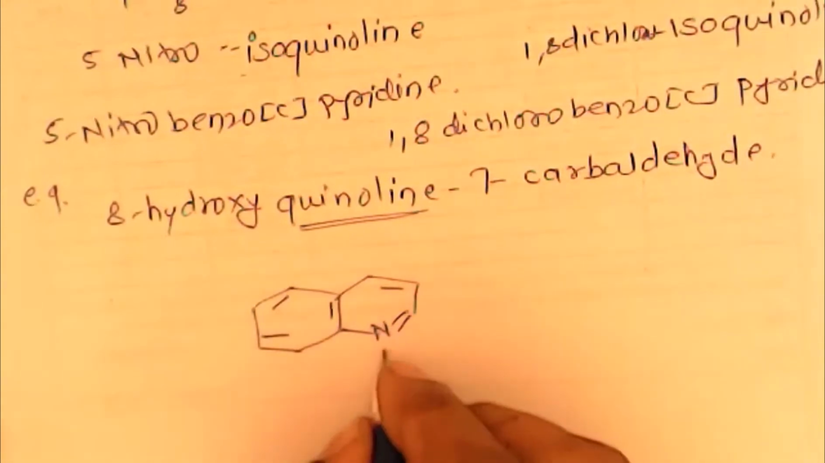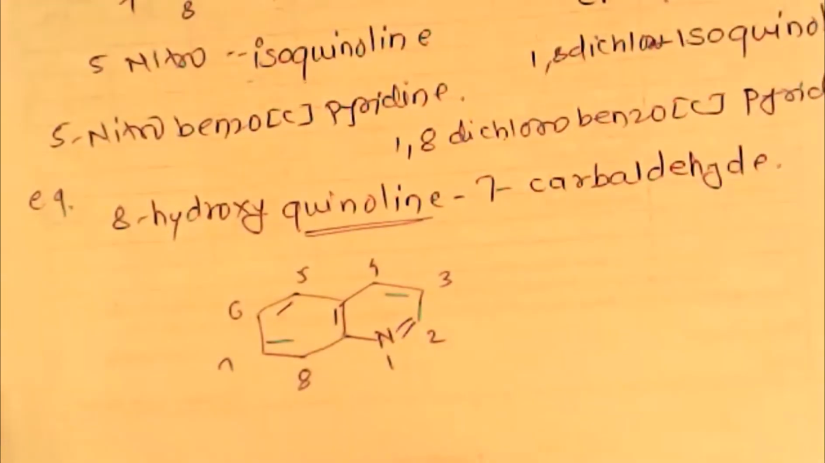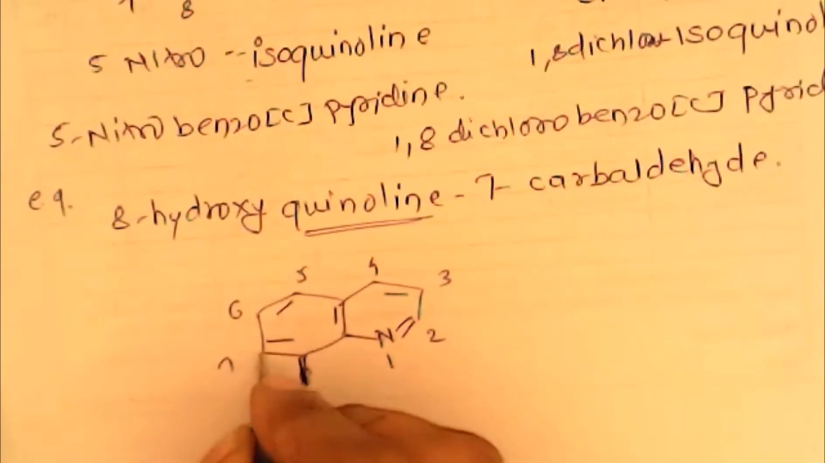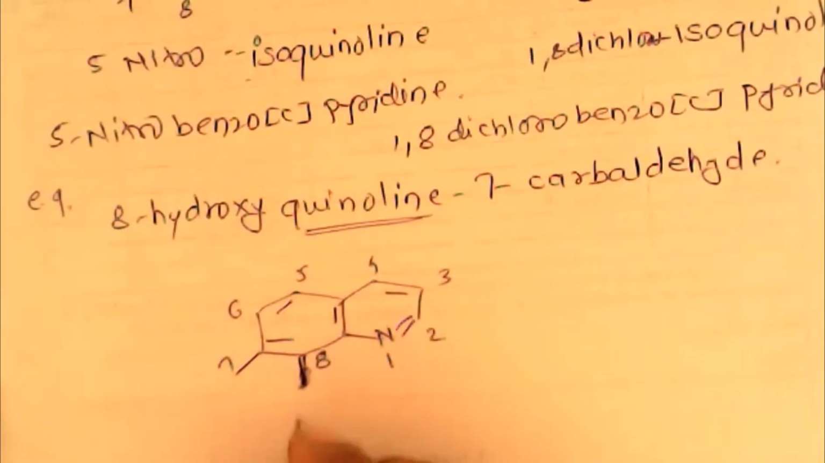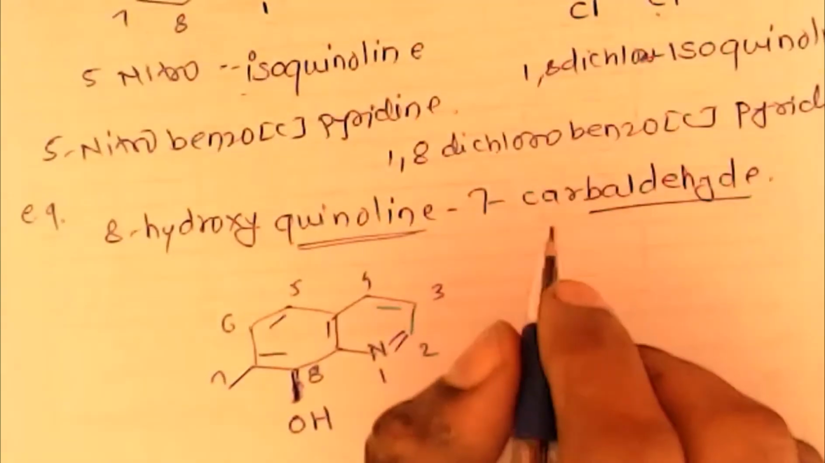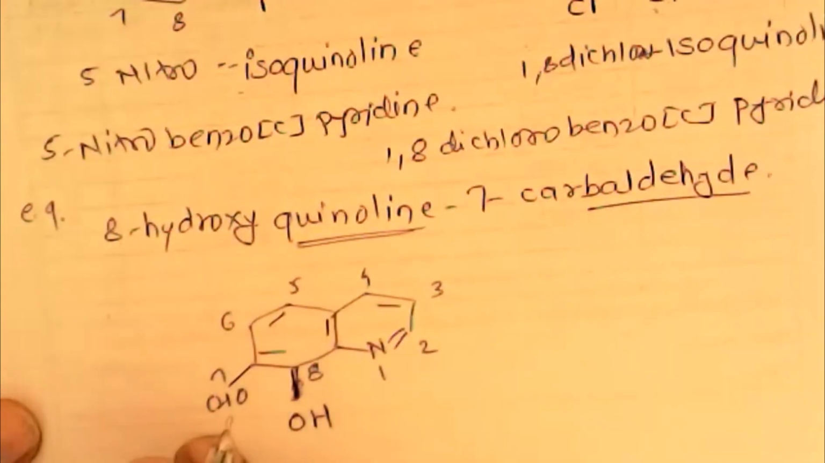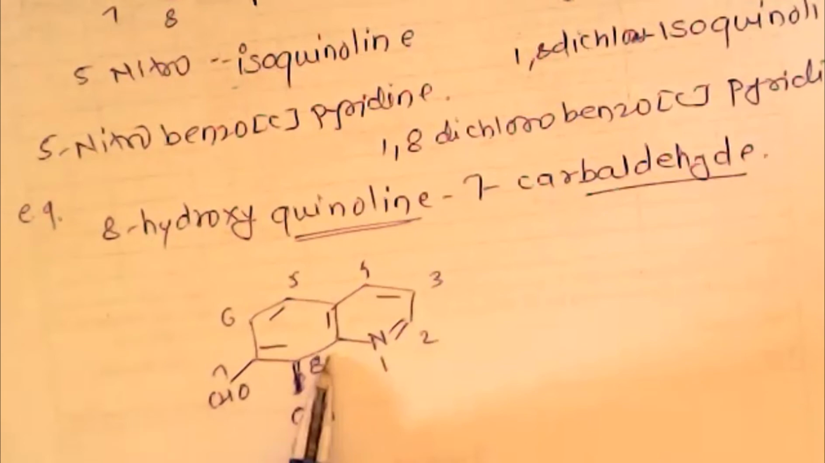Then we give the numbers, that is 1 2 3 4 5 6 7 8, and then we can find out the position, that is the 8th position, that is the hydroxyl group, and the 7th position, that is the carbaldehyde. Okay, so the hydroxy, that is OH, we can easily write. In case of carbaldehyde, that is aldehyde, so that is CHO. So this is a carbaldehyde group. Carboxylate or carboxylic acid, carbaldehyde, keep these things in mind, sometimes there is a lot of confusion. So this is the structure of 8 hydroxyquinoline 7 carbaldehyde.